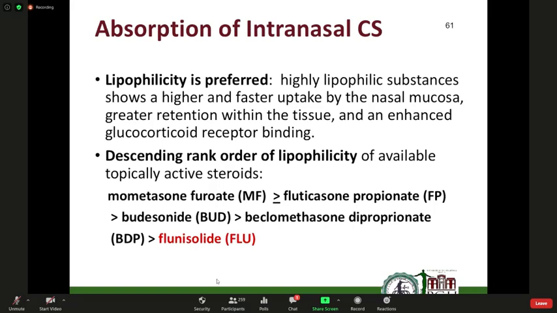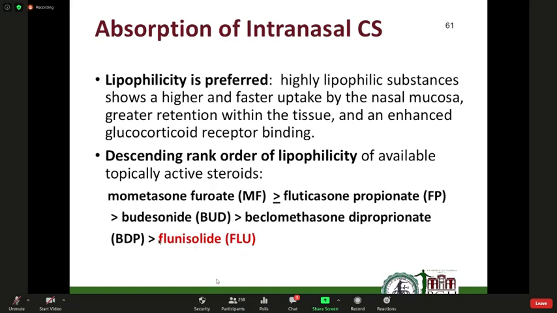For topical steroids, especially for intranasal, as well as respiratory corticosteroids. Ang importante nyo lang matandaan dito, and this is from your previous modules, is which one you want for intranasal corticosteroids. You want something that has a high lipophilicity so that it is actually retained, no? And with an enhanced glucocorticoid receptor binding. So the ones that are higher in the alphabet, mometasone and fluticasone, are the ones with a better lipophilicity, and the Bs, budesonide and beclometasone, mas mababa yung lipophilicity.